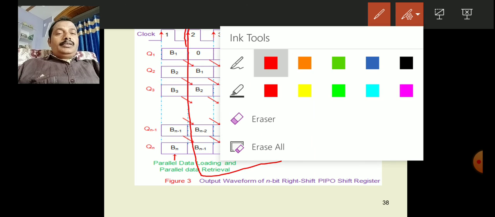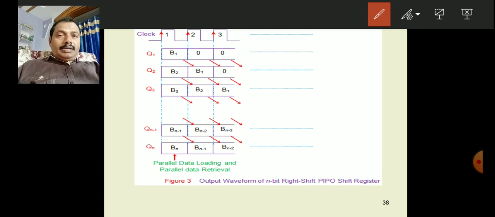With this, we conclude our lesson, that we have discussed the definition of the registers and the shift registers, and the classification of the registers, and the 4-bit bidirectional shift register. We have discussed left shift, right shift, and PIPO shift register also we have discussed. Okay, with this we conclude our lesson, and we continue remaining topics of shift registers and applications in the next class. Thank you.